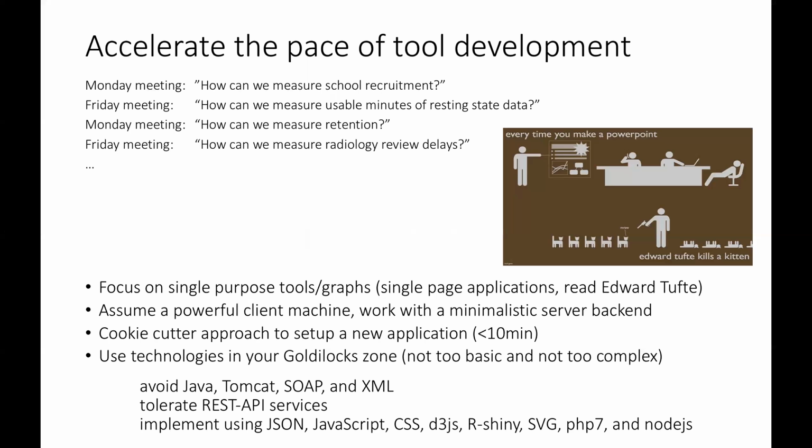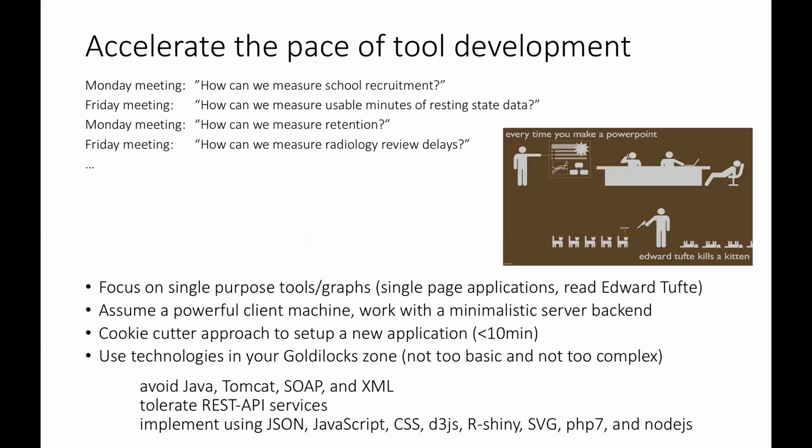So we tend at our sites to avoid technologies like Java, Tomcat, SOAP, and XML. This is mainly, of course, driven by the expertise that exists on our side, but it also plays into this too complex kind of category. So we do interface with a lot of REST API services, which is a newer way to interconnect different services. But even those are for most of our cases too complex.